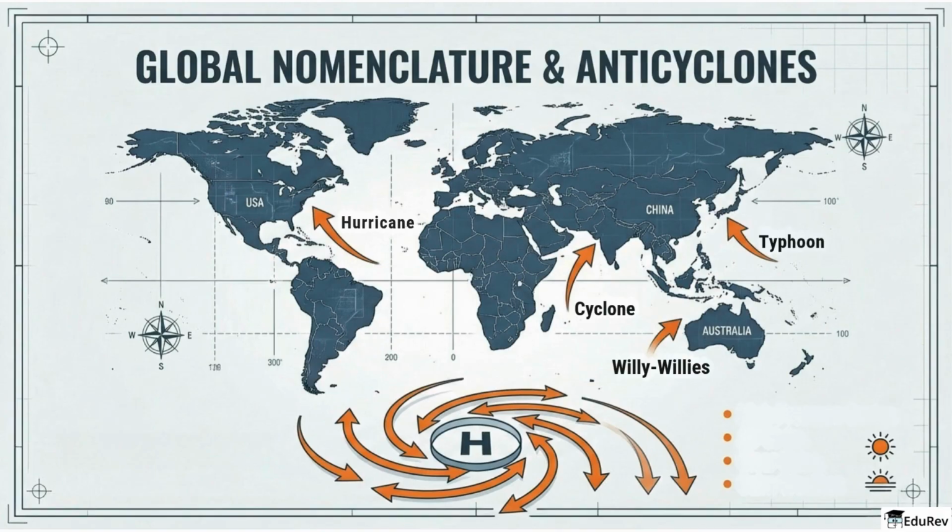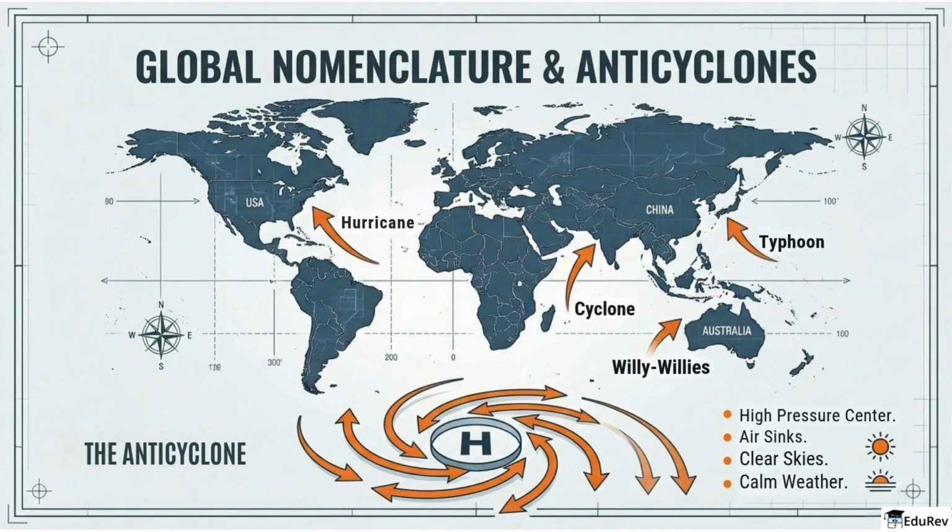Then the opposite of cyclone, the anticyclone. This is a high-pressure center. Air sinks, skies are clear, and weather is usually calm. If cyclone is rising air and storms, anticyclone is sinking air and stability.